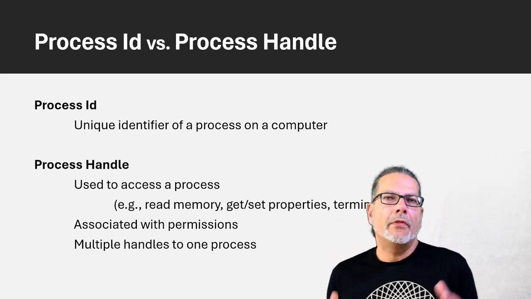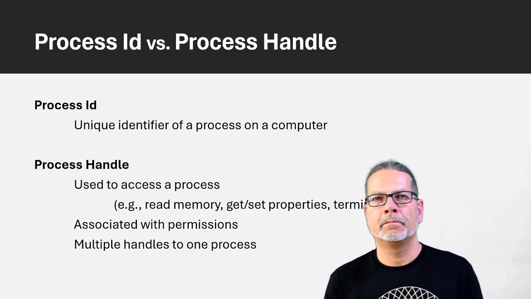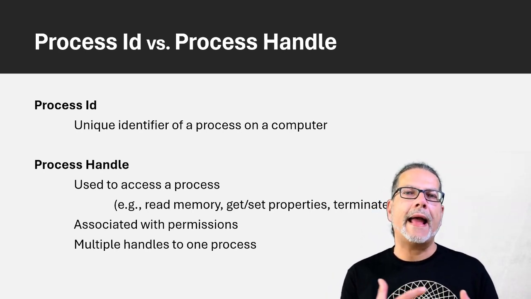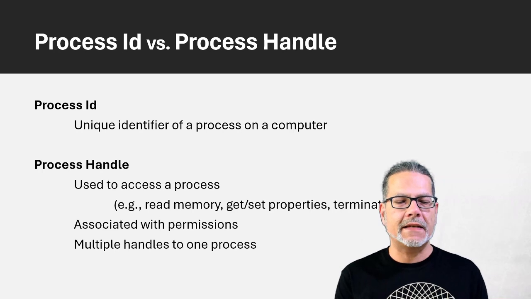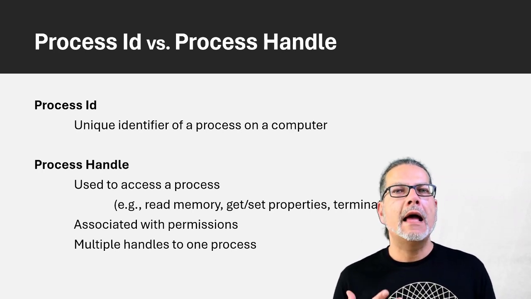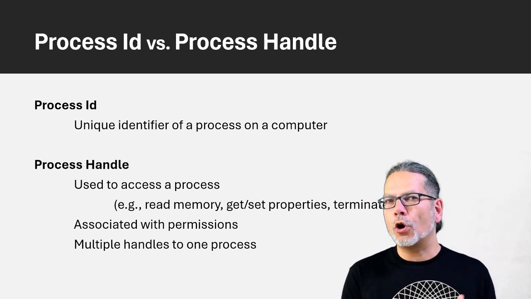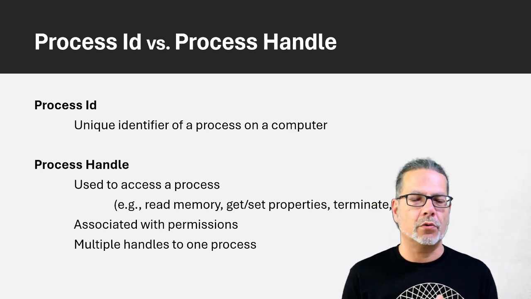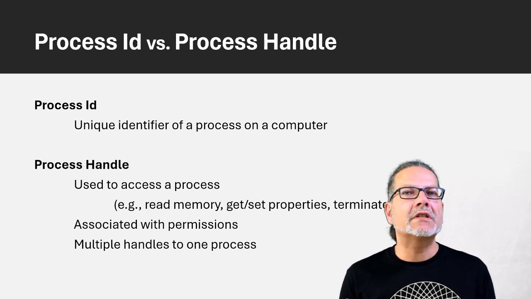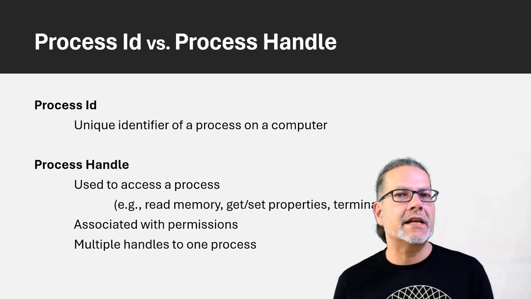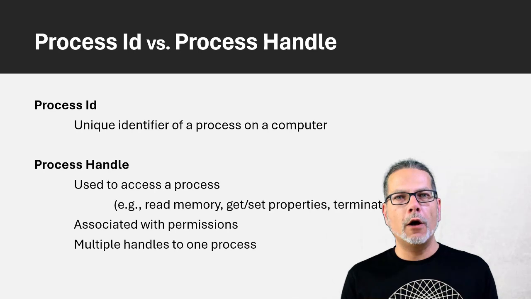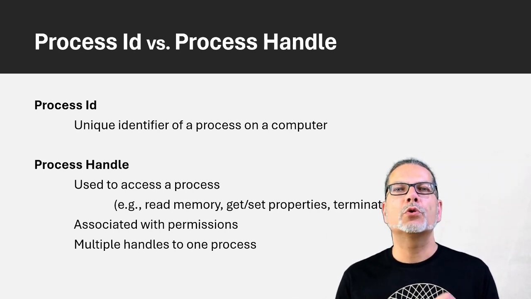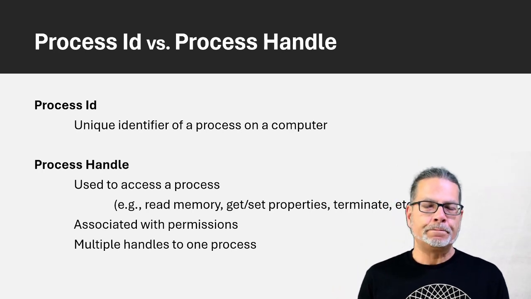On the other hand, the process handle is something different. It is a way to access a process if you want to manipulate the process or do something with it, like read memory that is allocated to the process, or set process properties like the process priority, or, as we are going to do it in a minute, if you want to terminate a process.